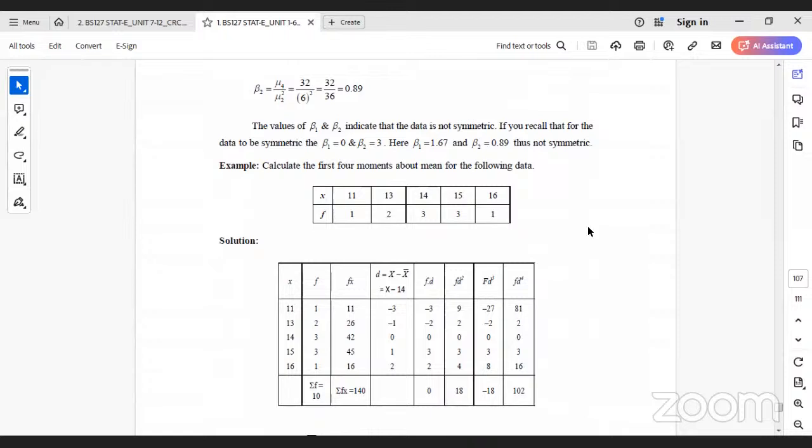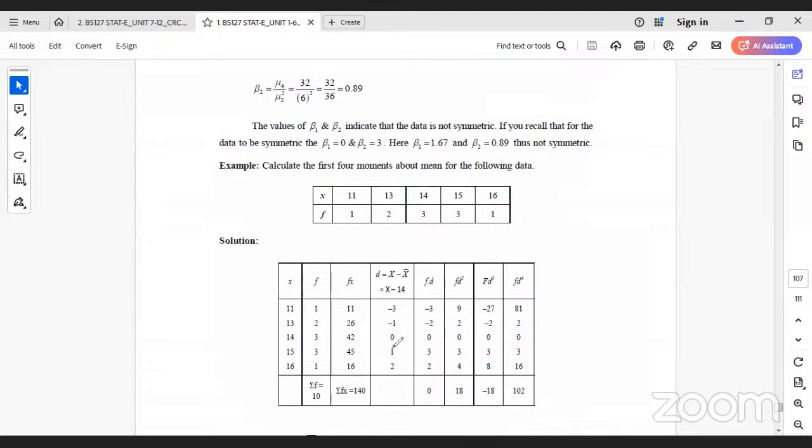So f into x, so see here f into x: 11 into 1 is 11, 13 into 2 is 26, 14 into 3 is 42, 45, 16. ఈ టోటల్ 1 2 3 6 9 10 కరెక్ట్. ఈ టోటల్ చేయండి అమ్మా, f of x టోటల్ చేయండి అమ్మా. ఓకే సార్. f of x 140. గుడ్, 140 గుడ్. d is x minus 14.